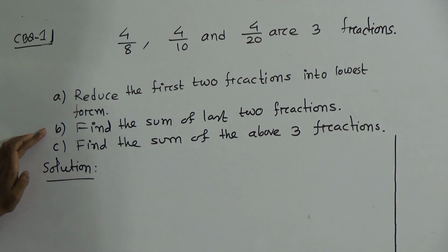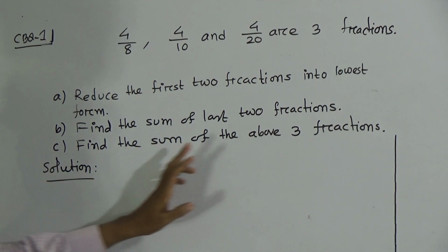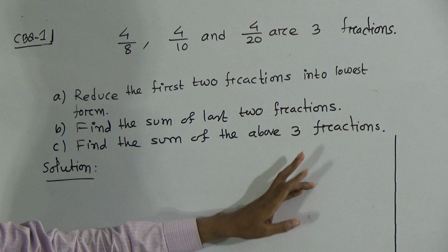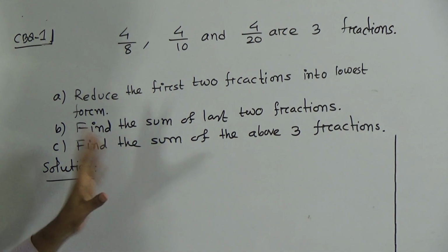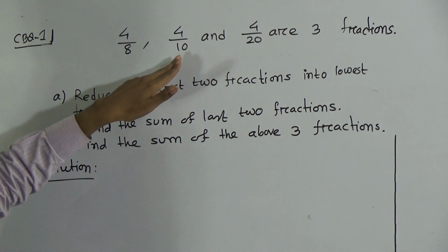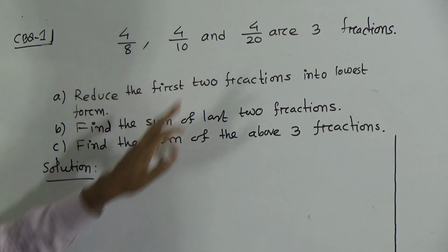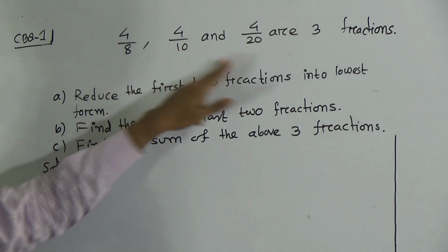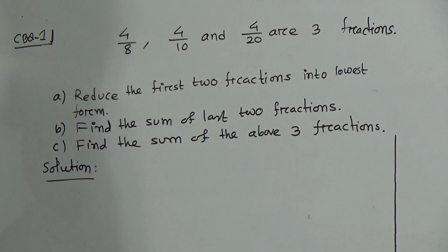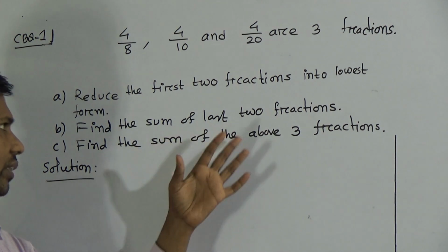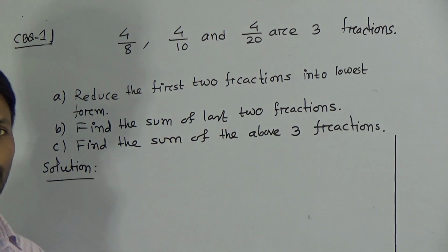Now B number question, find the sum of the last two fractions. That means we have to add the last two fractions. That means these two are the last two fractions. Okay, and already we have done this in 8.8 exercise 2.